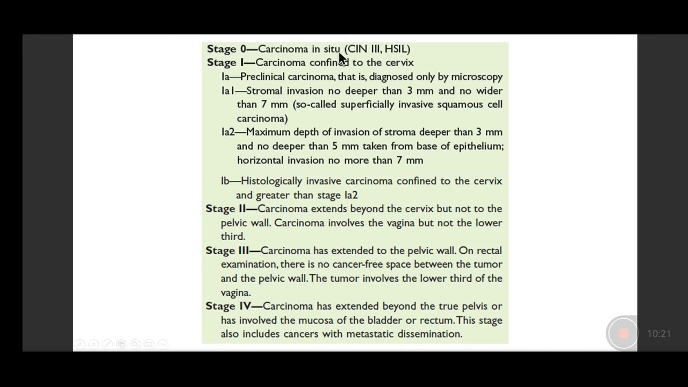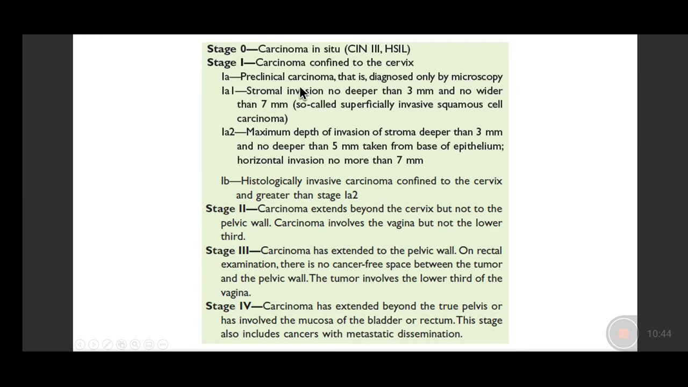In stage 0, the carcinoma is in situ, or it is CIN3 or HSIL. In stage 1, the carcinoma is confined to the cervix. Stage 1 is further classified as 1A and 1B, 1A being the preclinical carcinoma. It is only diagnosed by microscopy, in which 1A1 and 1A2 are further categorizations.